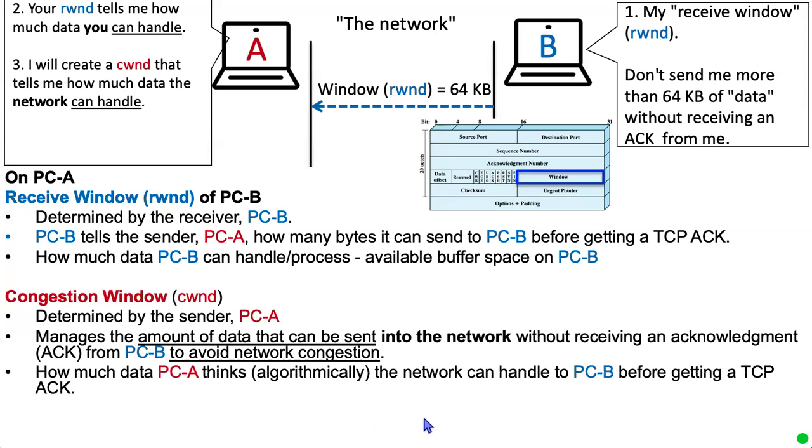PCA figures this out algorithmically: how much data it thinks the network can handle. We're going to see how it figures that out in later videos. A little bit of an example is coming up next. It's relying on acknowledgments from PCB. So it's how much data PCA thinks, algorithmically, that the network can handle to PCB before getting a TCP acknowledgement from PCB.